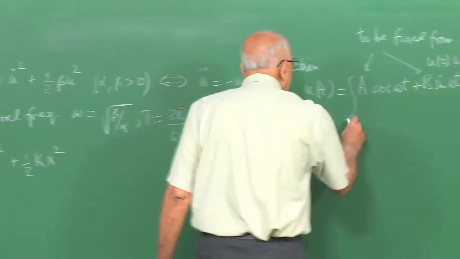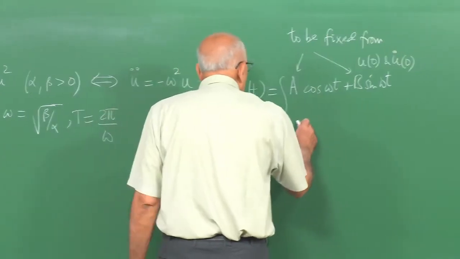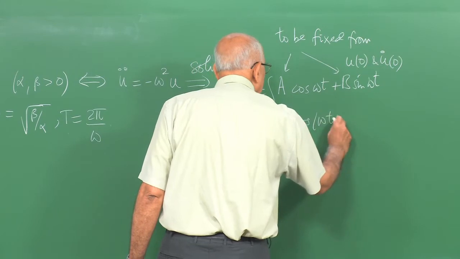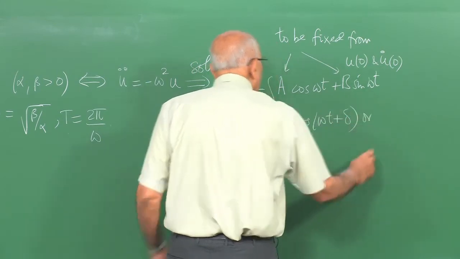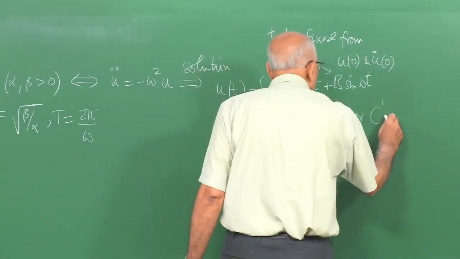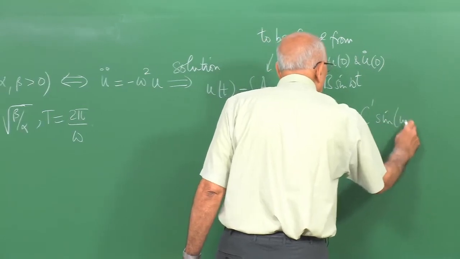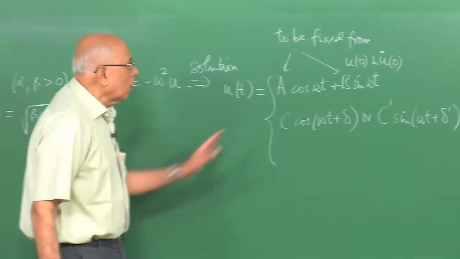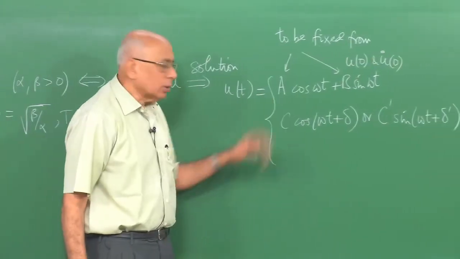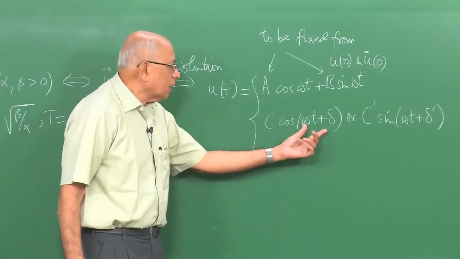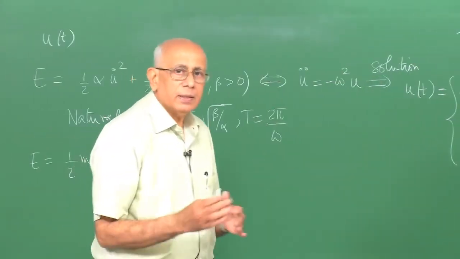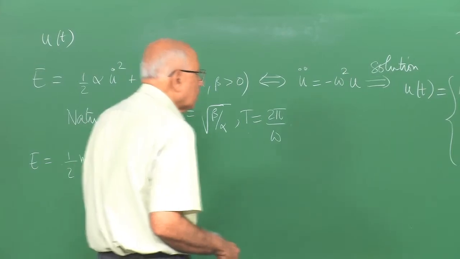But you can also write this general solution another way. You can write this as C cosine of omega t plus delta, or for that matter some C prime sine of omega t plus delta prime. These are all equivalent ways of writing the solution, because this, when expanded, will give you two constants. There is a C cos delta and a C sine delta, which are two different constants.